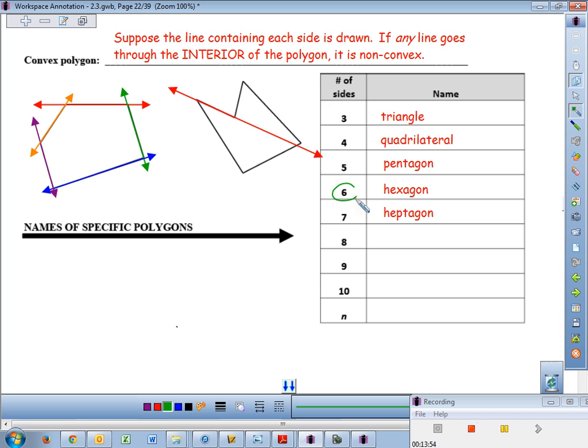Here's real easy. If you were to spell out the number 6, how do you spell it? Does 6 have an X with it? Hex has an X with it also, right? 6 sides, hexagon. Please tell me you know what an 8-sided polygon is called.